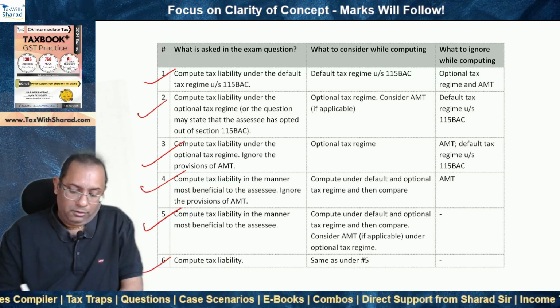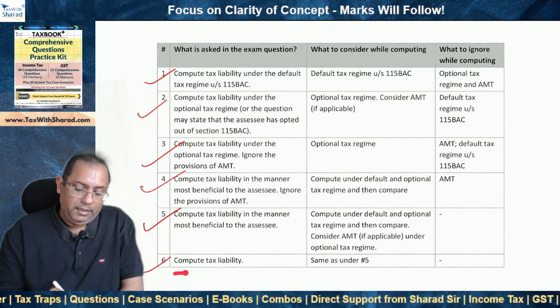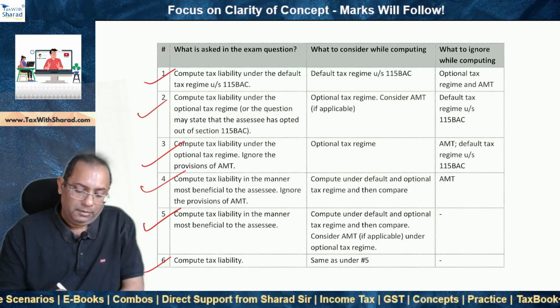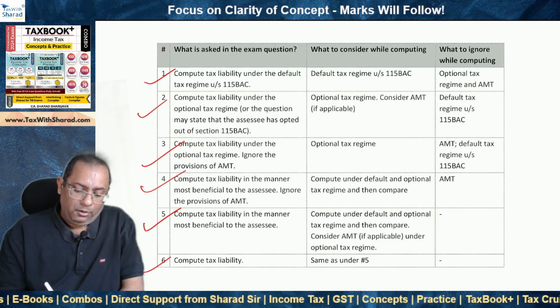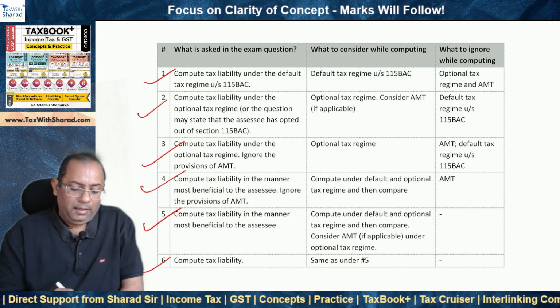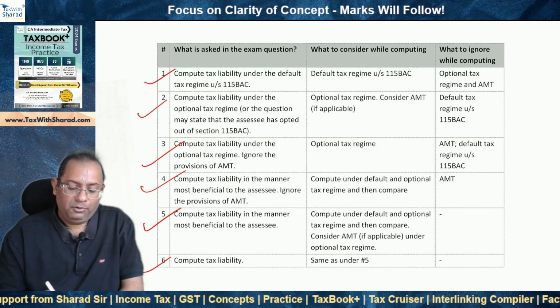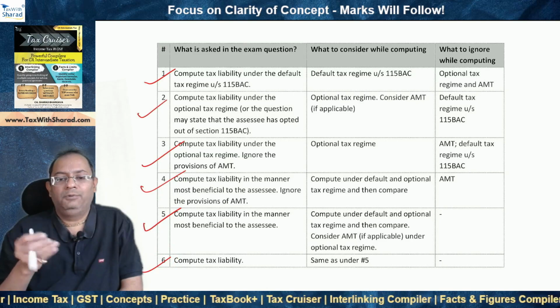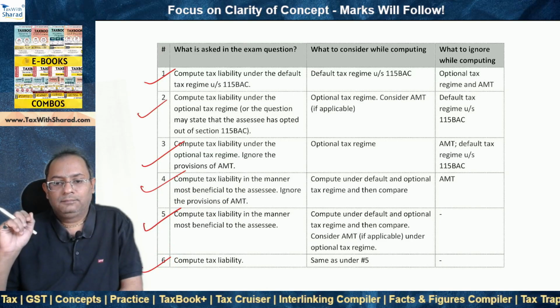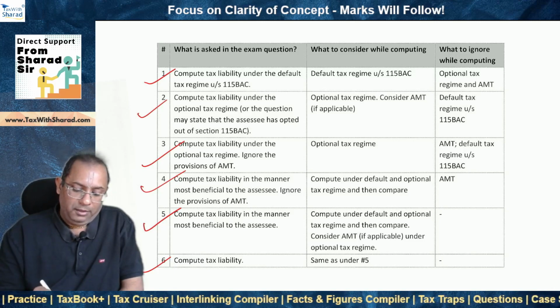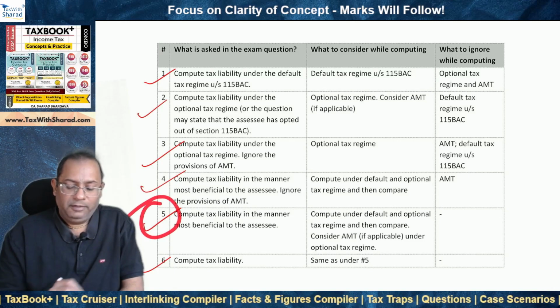In number 6, the question may simply state compute tax liability of the assessee. The question is not even mentioning that compute tax liability in the manner most beneficial to the assessee. In number 5, it was in the manner most beneficial to the assessee. In number 6, you may just see compute tax liability. But in this case, let me tell you that your approach will be exactly the same as in number 5.